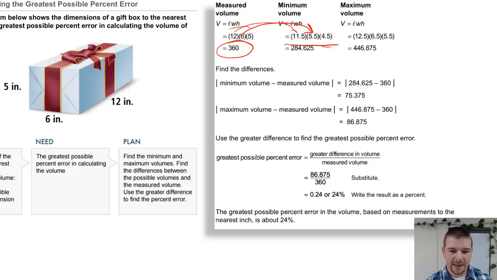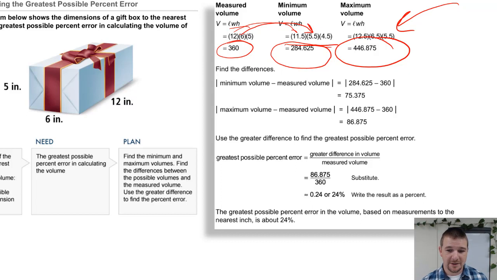284.625. So that's the minimum possible actual volume. And then we do something really similar to find the maximum possible actual volume, 12.5 times 6.5 times 5.5. And we arrive at 446.875 cubic inches. So now we're going to find the differences.